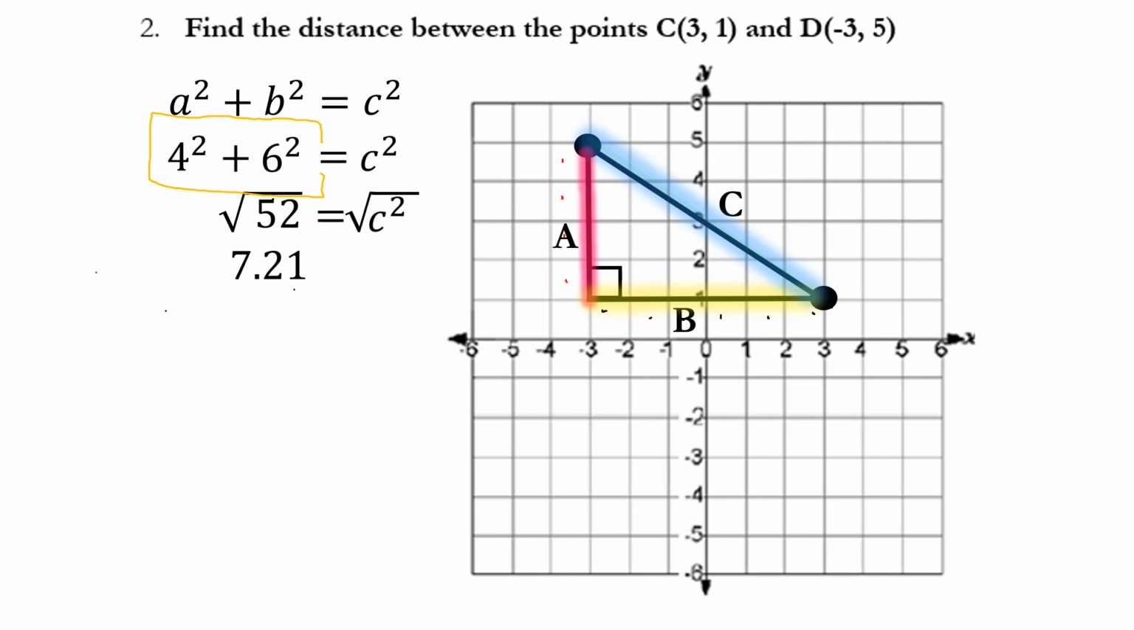The square root of 52 equals 7.21. And like we did in the previous video, let's round it to the nearest tenth. So our tenth value is where the 2 is located. So that 1 is not going to have an impact on our value. So our final answer is 7.2, or 7 2/10.